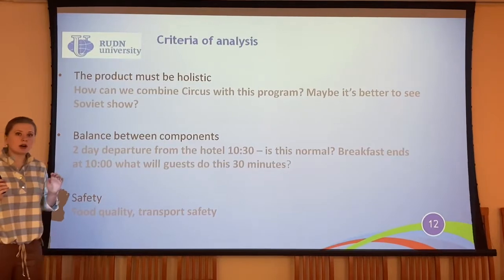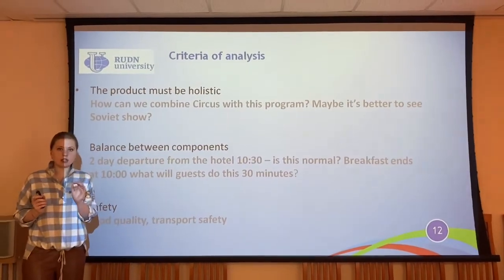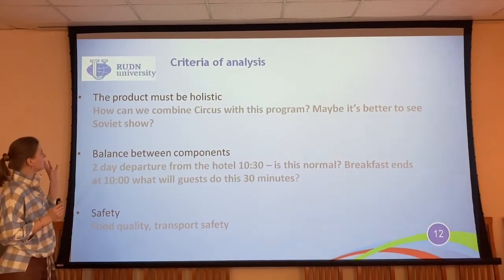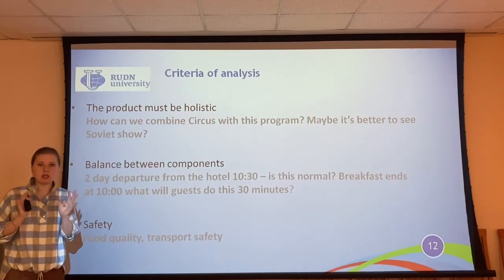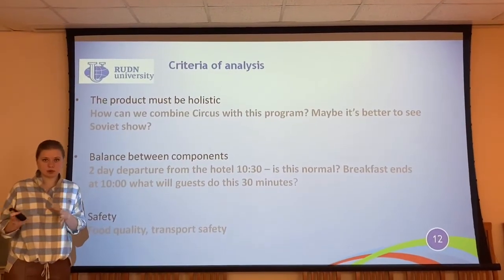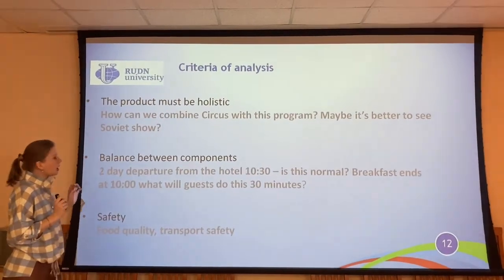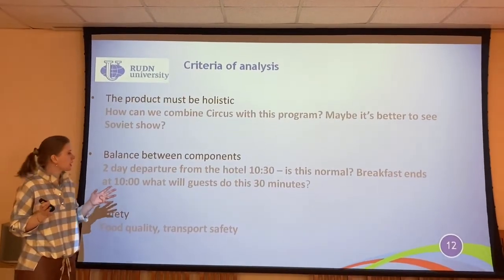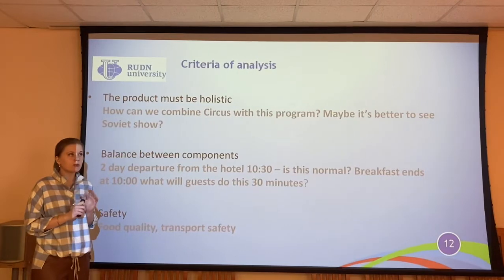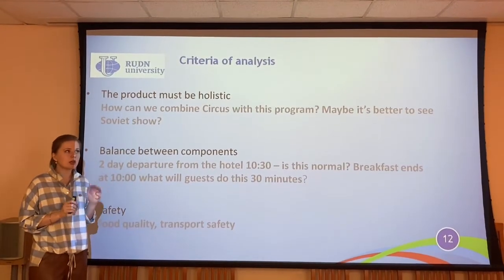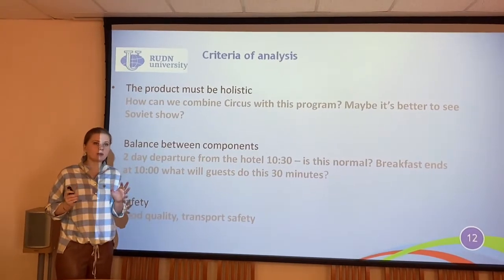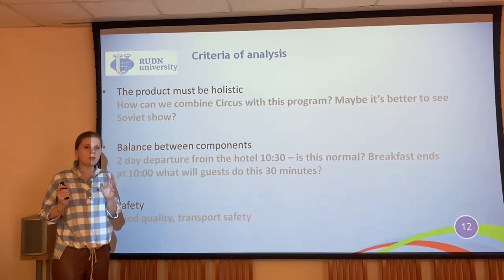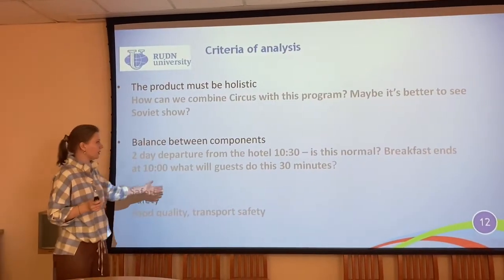Then the next step of our criteria of analysis is to analyze the original tourism product. How can we analyze? To tell the truth, there can be 5 criteria of analysis, but the most popular and the most important of them are on the slide.